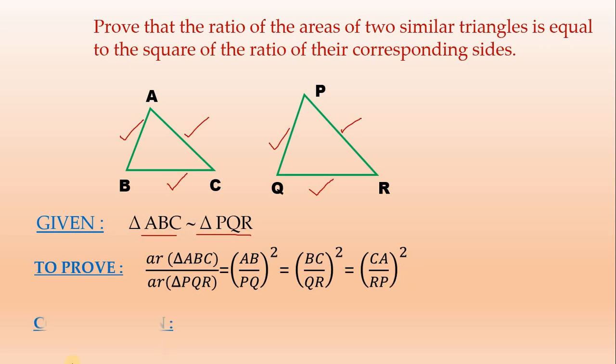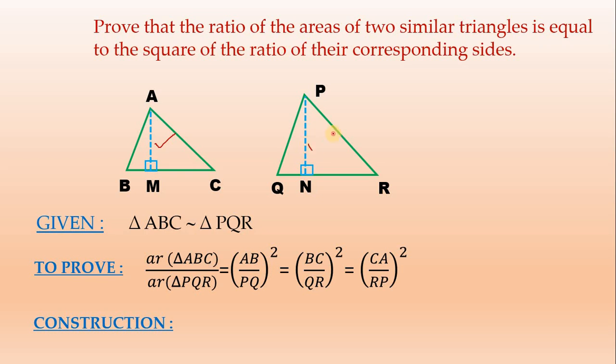Next step, construction. Look at the figure, children. I have drawn a perpendicular AM to the side BC. Means AM perpendicular to BC and PN perpendicular to QR. That is the construction. Draw AM perpendicular to BC and PN perpendicular to QR. So all these three steps are very simple. Next, let us move on to the last and important step, proof.